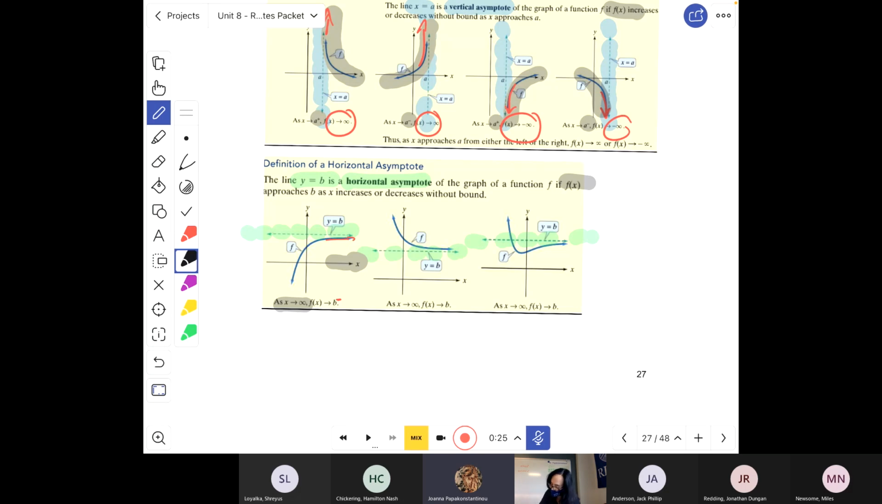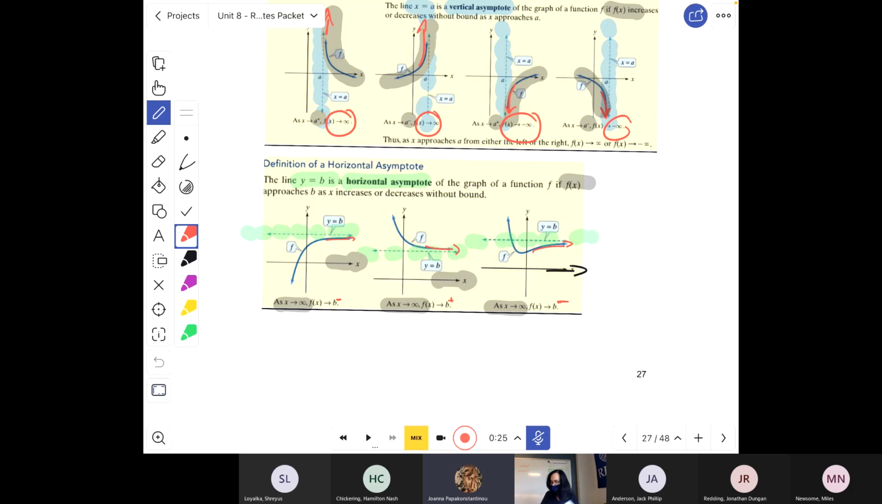Now, as x goes to positive infinity, what is the graph doing? The graph is going towards y equal b, but from up above. In the next example, as x goes to positive infinity, where are we going? The graph is coming up to y equal b. Where? From below. Does that make sense?